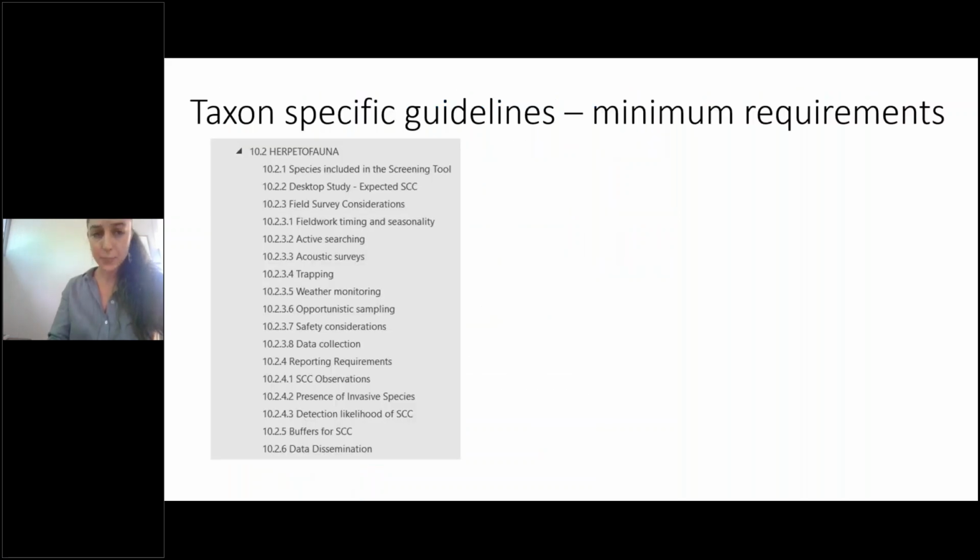Okay, so the taxon sections are quite detailed. They explain how your fieldwork surveys need to be undertaken. They also explain desktop studies that need to happen beforehand, what's appropriate for that group. Please bear in mind that because we put so much effort into putting species information into the screening tool, we've done a lot of work to streamline the desktop and pre-survey work required for specialists, and we hope that will speed the process up a lot. Then we talk about fieldwork timing, seasonality, and then the appropriate methods for each group.